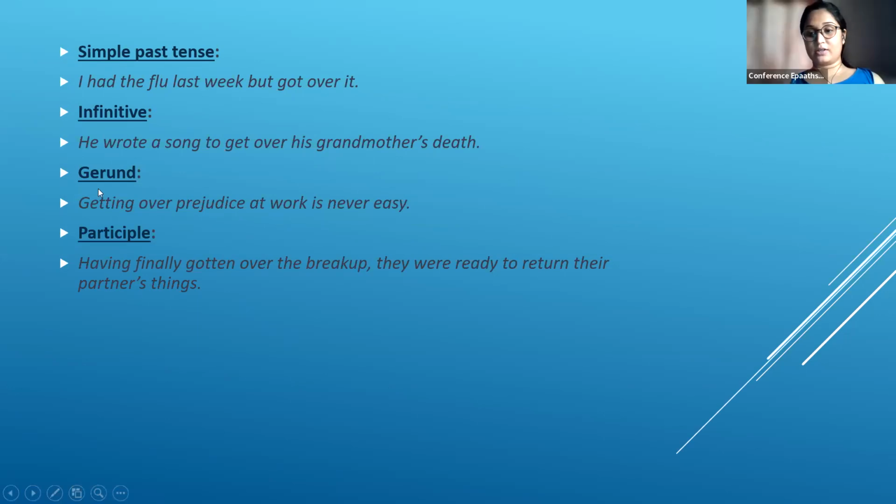Now gerund. What is a gerund? A gerund is when you add ing to the verb. So, getting over prejudice at work is never easy. Participle: having finally gotten over the breakup, they were already ready to return their partner's things. So in every verb form, simple past tense, infinitive, gerund, participle, you can use its own form and follow whichever rule applies.